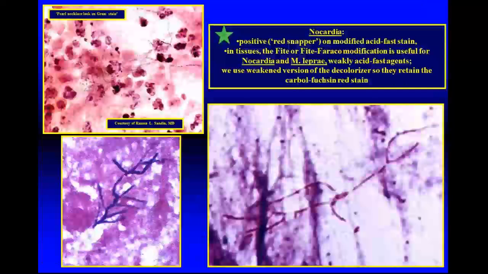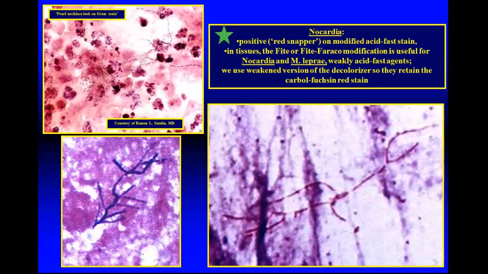Nocardia, one of the more common causes of actinomycotic mycetoma, produces these, again filamentous, branching, beaded filaments on Gram stain. We have a stain called the Nocardia stain, which allows it to come out red. In tissue, it's called the Fite-Faraco stain. It has the morphology of a Nocardia: filamentous, very long, branching, and then red.